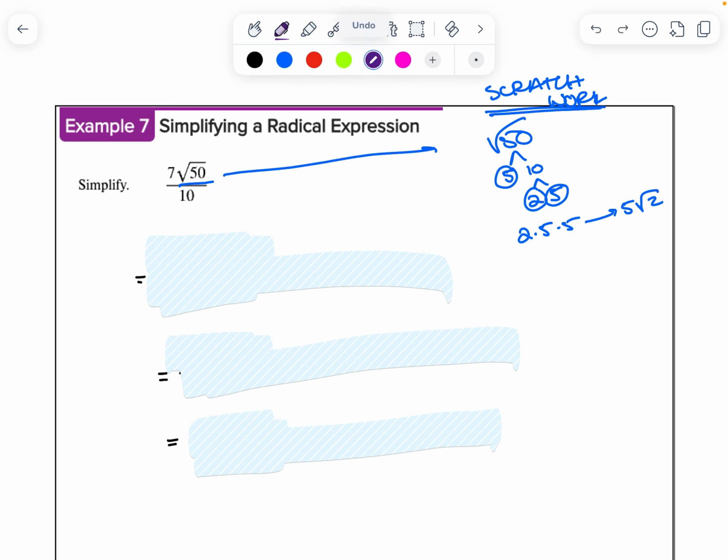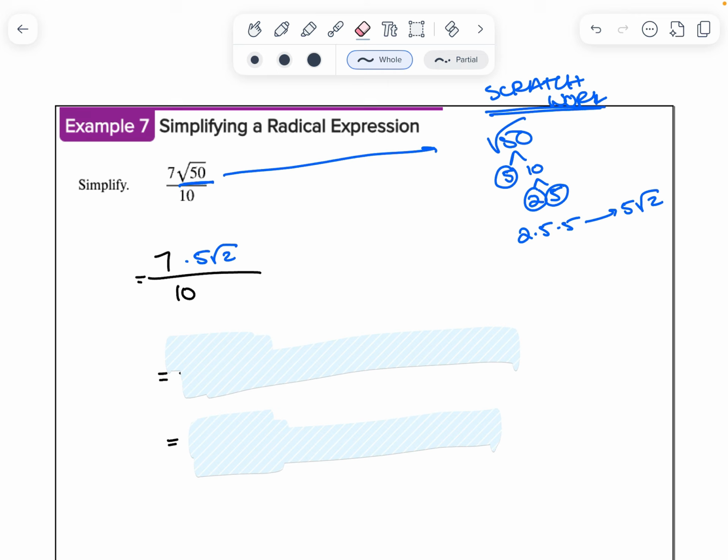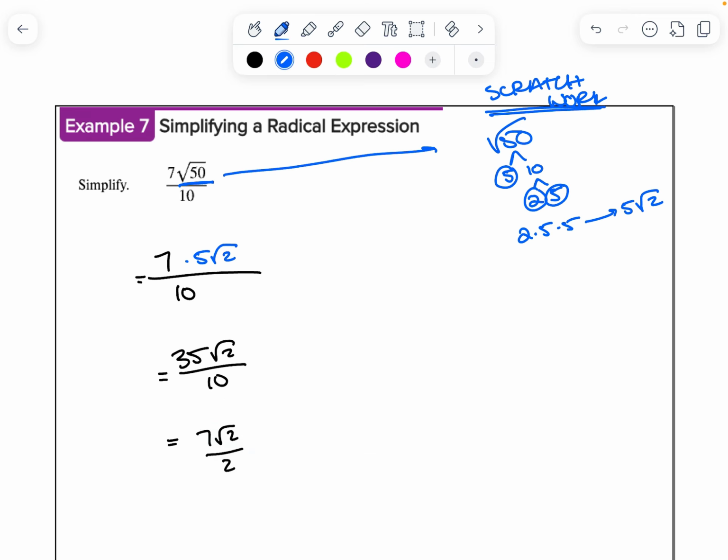What I'm going to do is take that 5 square root of 2 that's in blue and sub it into this part that's underlined in blue. Everything else is going to remain exactly the same. The 7 over 10 stays the same. Now, 7 times 5 is 35. And 35 over 10 simplifies to 7 over 2. So my final answer, 7 square root of 2 over 2.